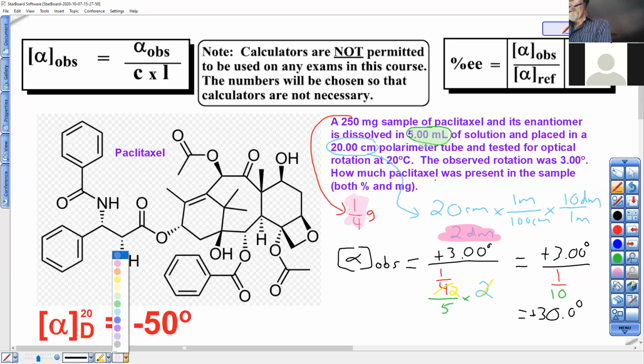Now, I could have done some work before I started and compared this sign right here to this sign right here. And I know some important information right away. So before doing any math, I could have done this. Doesn't matter before or after.